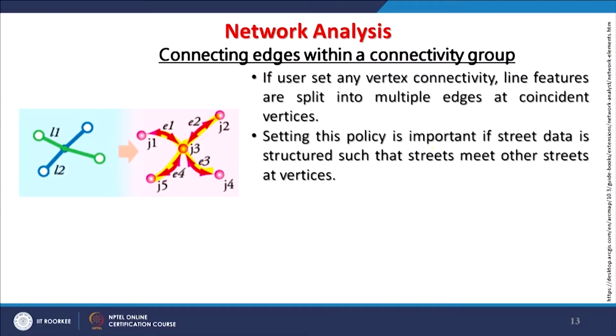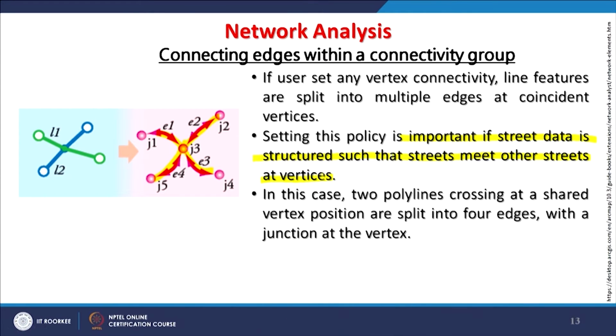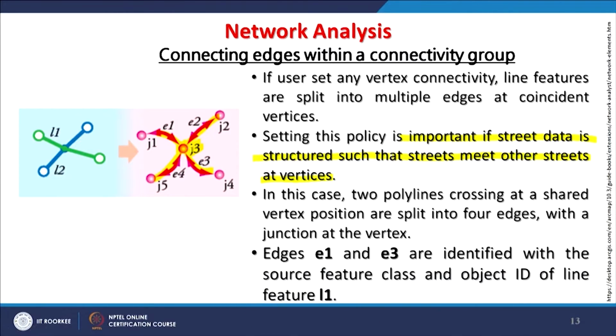So, setting this policy about creating junctions is important if street data is structured in a manner that streets meet other streets at the vertices. But as I have said, if a junction has 2 different levels, then there will be a different scenario. In this case, 2 polylines crossing at a shared vertex position are split into 4 edges with a junction at the vertex. This is what you are seeing, the J3. So, the junction at the vertex is J3 in this example.